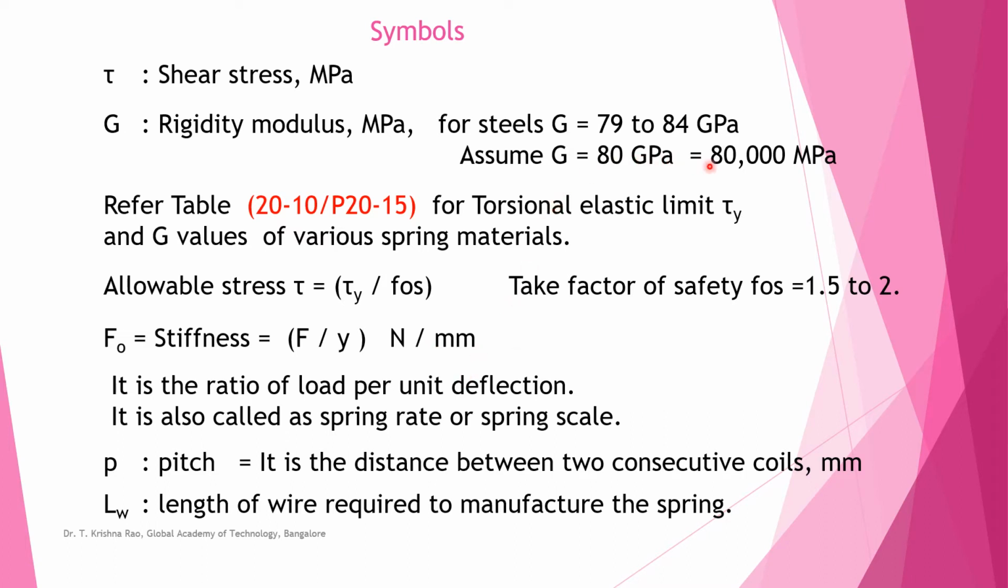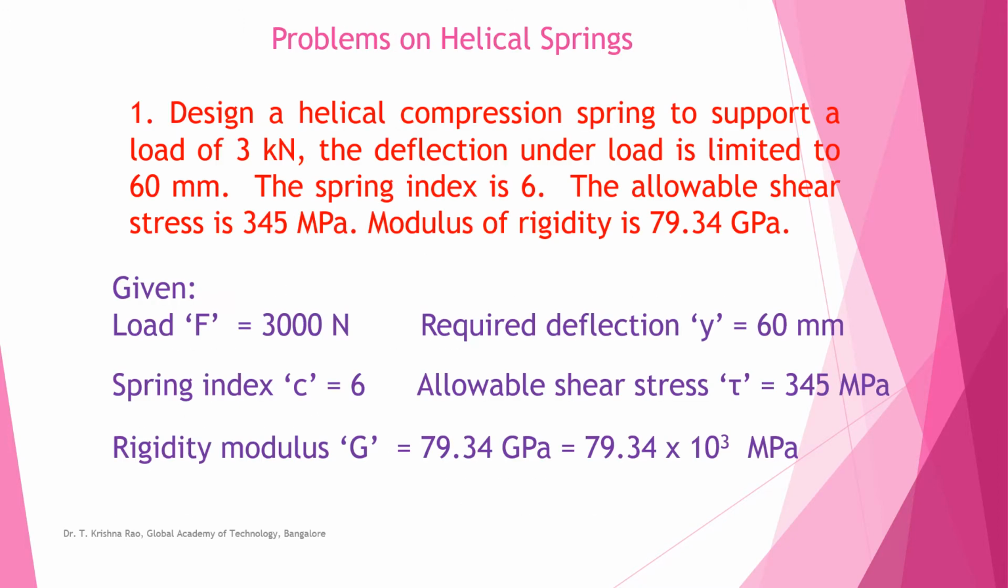Assume G also from the table. The table depends on the material, and it will give you the value of G. Then F0 is the stiffness, P is the pitch, and the length of wire. These are the symbols we are going to use in the design of a helical spring.